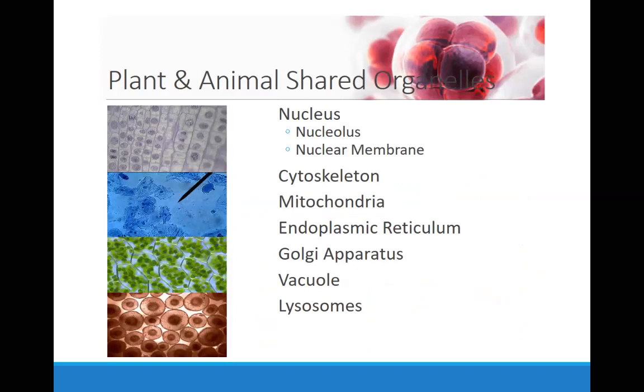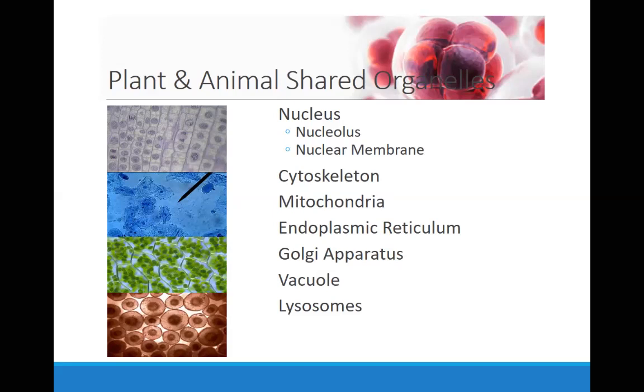Then we have the mitochondria, known as the powerhouse of the cell, the endoplasmic reticulum, which is kind of a conveyor belt system and also modifies some proteins. You have your Golgi apparatus, which is kind of like a packing and shipping center. It's going to send things out of the cell. You have your vacuole, which is like a storage space. And then you have your lysosomes, which are far more common in animal cells, but you do find them periodically in plant cells as well.